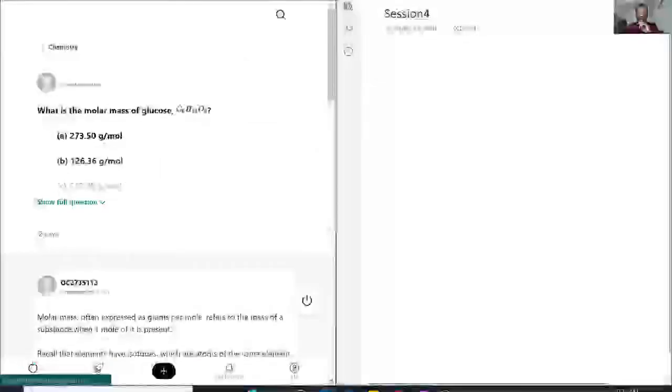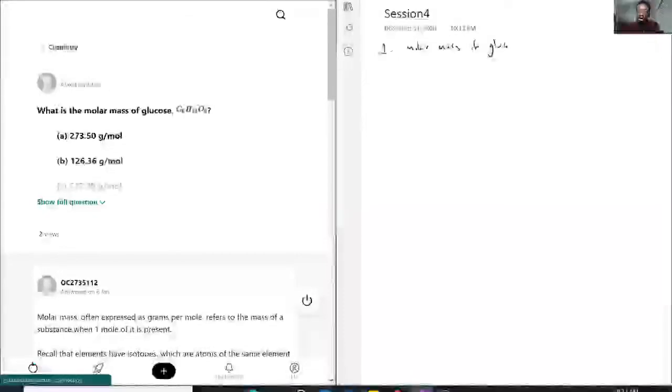And we're going to start with question number 1. What is the molar mass of glucose? Okay. So we have question 1 for today. Molar mass of glucose.